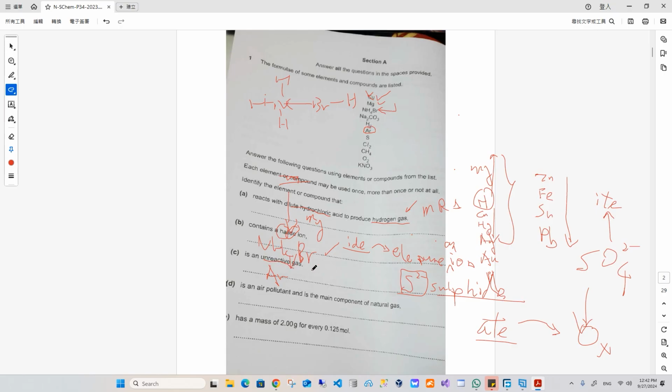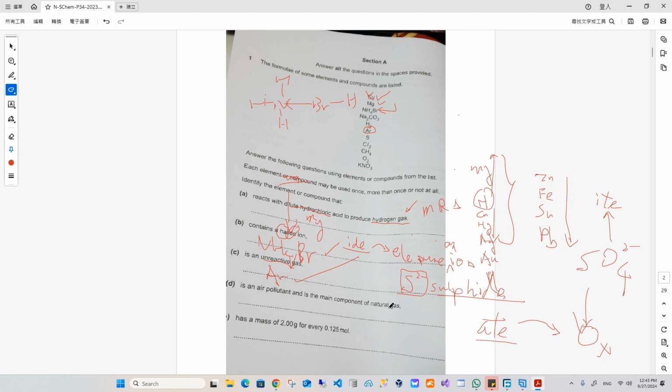Unreactive. How unreactive is unreactive? We call it inert gas. Inert gas is totally unreactive. Unreactive can be less reactive. CX4 actually is also quite unreactive. Anyway, I think this is what I call inert gas. So the best answer is still Ar. I don't want to write anymore. Okay, it's an air pollutant and the main component of natural gas.